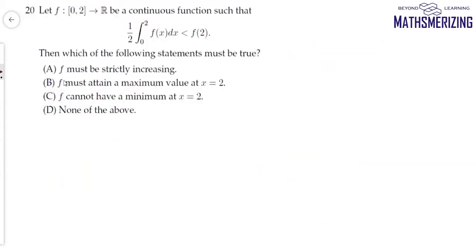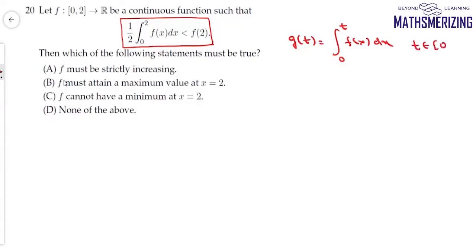Now in question number 20, we are given this function f such that 1 by 2 times the integral from 0 to 2, f x dx is less than f 2. Then we need to find which of the following statements must be true. So what I'll do is, I'll define a function g t, and I'll define this function as the integral from 0 to t of f x dx, when t lies between 0 and 2.